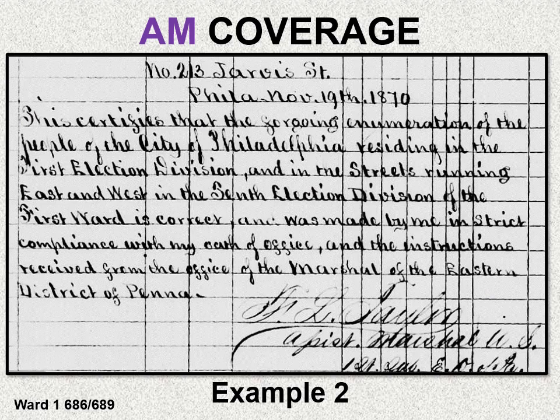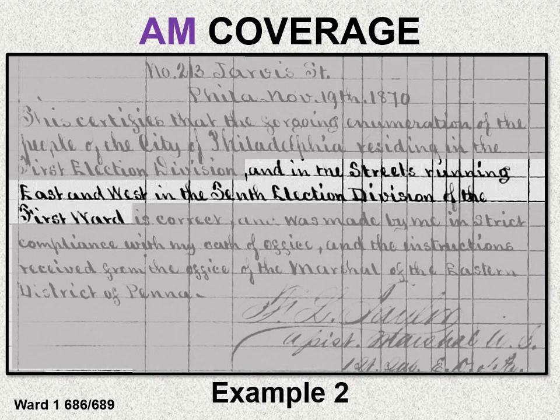Example 2, this is an eye-opener. Let me try and read it. It says, I guess it's his address on top, Philadelphia, November 19th, 1870. This certifies that the foregoing enumeration of the people of the city of Philadelphia residing in the 1st election division, well, that's not the important part. We'll talk about that. And in the streets running east and west in the 10th election division of the 1st Ward. Well, that doesn't make sense.